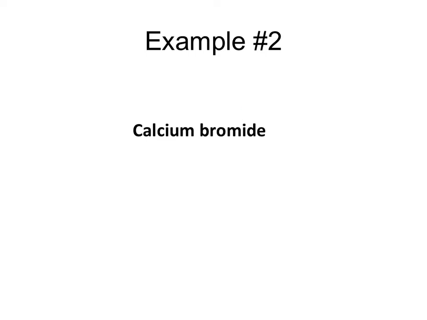Let's take a look at a second example. Once again, it's a binary ionic compound. I know this because it's ending in "ide," and it's made up of a metal and a nonmetal. So I'm going to go to my periodic table. I'm going to find calcium. It's in group 2A, so its symbol is Ca, and it has a charge of +2. I'm going to go to bromine on the periodic table, which is Br. It's in group 7A as well, which is a -1.